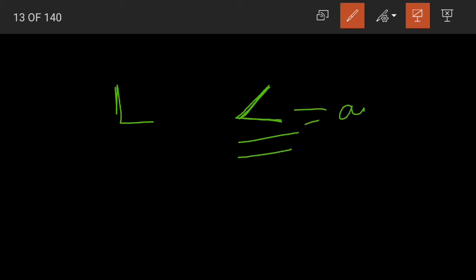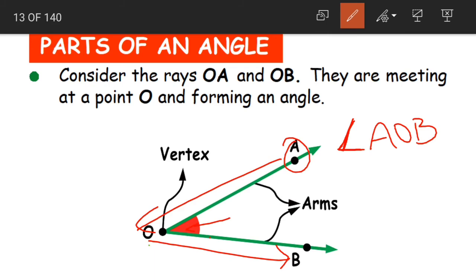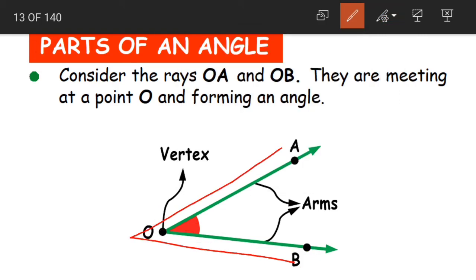This denotes angle. So whenever we have this symbol we read it as angle. Just like this. Suppose if we have this symbol above AB, what will we read it as? Line AB. In the same way this symbol denotes angle. So the name would be angle AOB, or we can also call it angle BOA. So we can go in either of the directions.